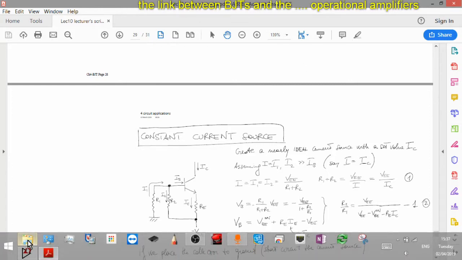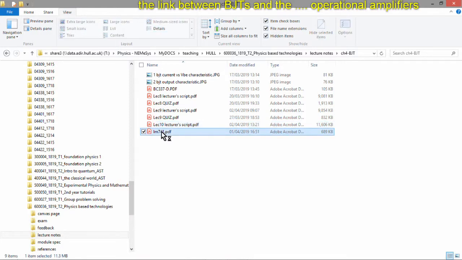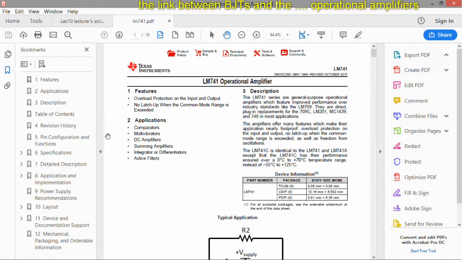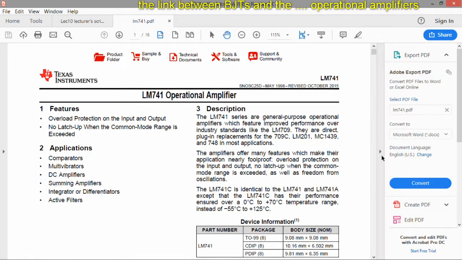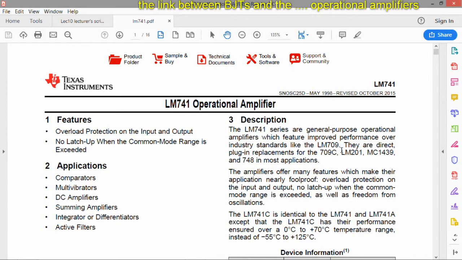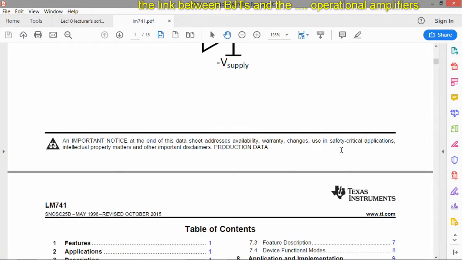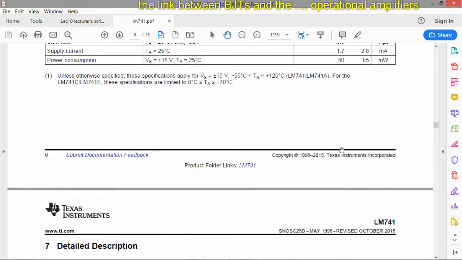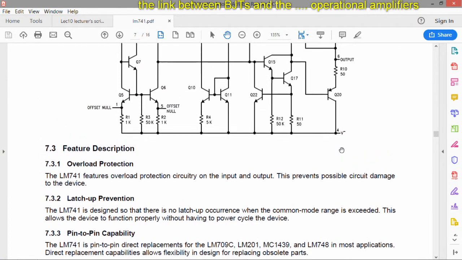Let me show you, just to stay on this cascading subject, one of the most probably popular operational amplifiers ever built. So this is the LM741. I remember using it when I was in high school or at the university. Probably you've used it as well. And the reason I'm showing you this is not only because of nostalgia, but because I wanted to show you the circuit diagram.